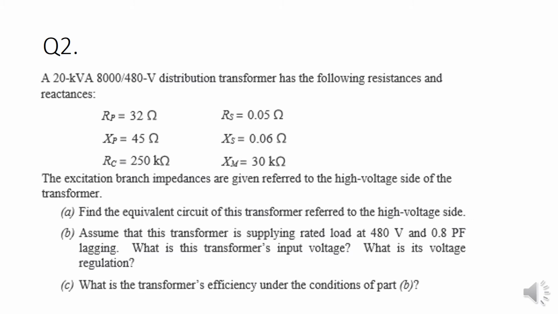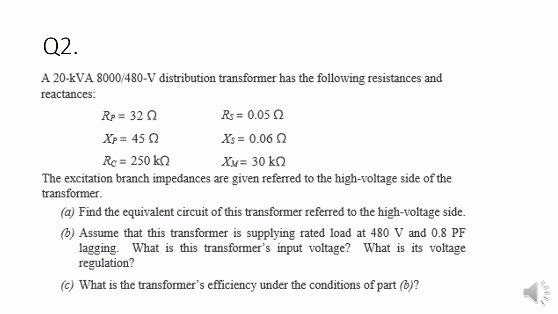Here you can also see that compared to RP and RS values, the RC value is very high. It is in kilo ohms, 250 kilo ohms. When compared to XP and XS, the XM value is also very high. It is also in the kilo ohm range. Okay, so let's go to the question.